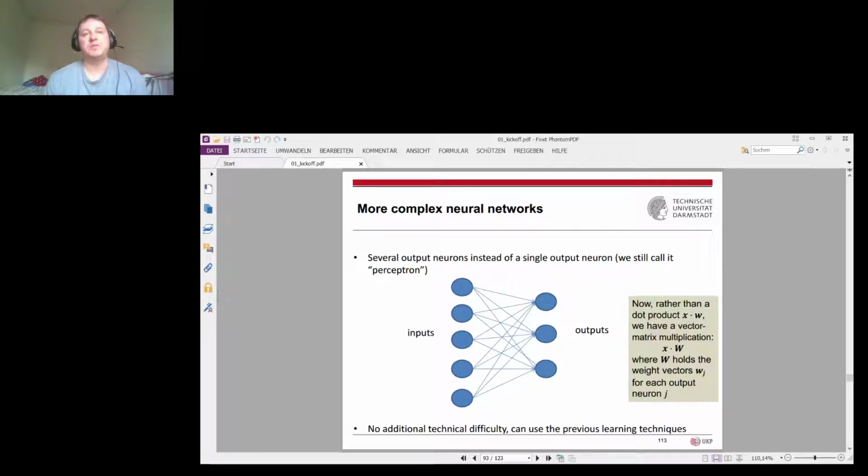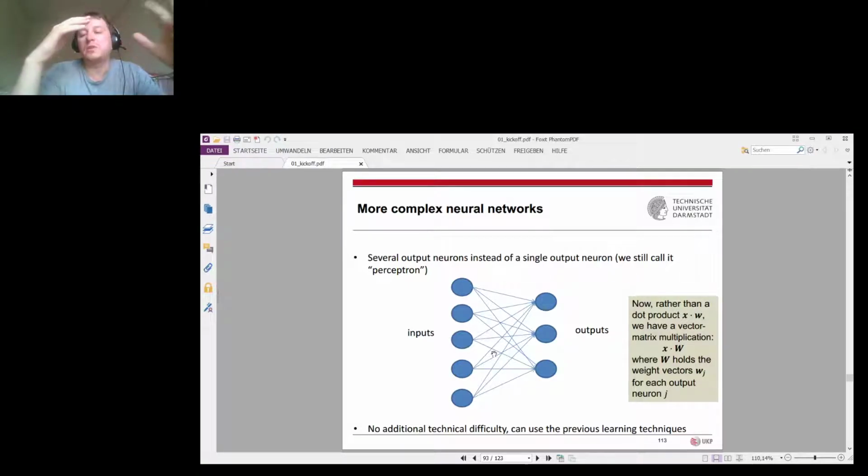Basically, we can use our previous learning algorithm with some small modifications to also train such a model with multiple output units. What changes is a little bit of mathematics. Before we had a dot product between an input vector and a weight vector. So this was one vector multiplication. Now we can associate with each output unit one vector of weights. If we put these vectors together, we have a matrix, right? So we put the vectors together to form a matrix.